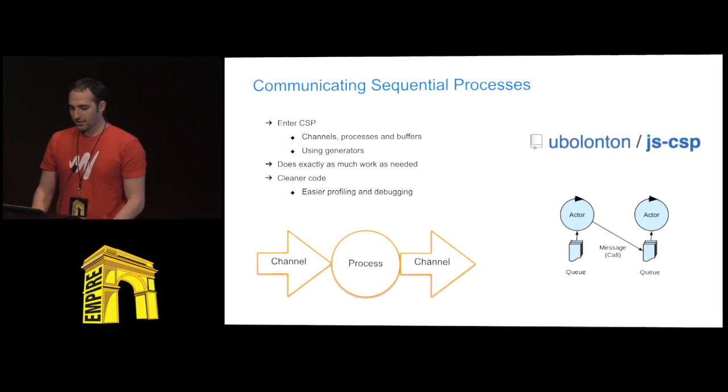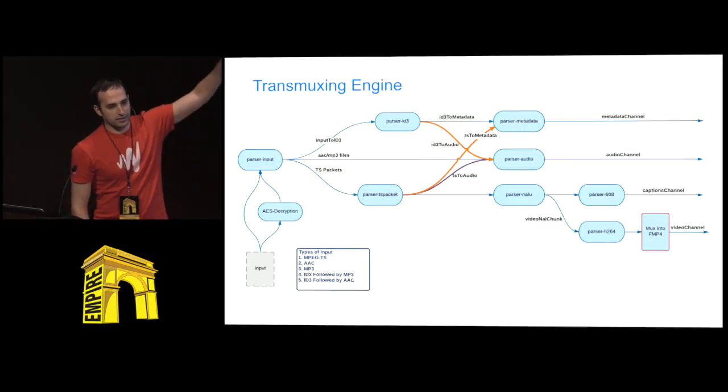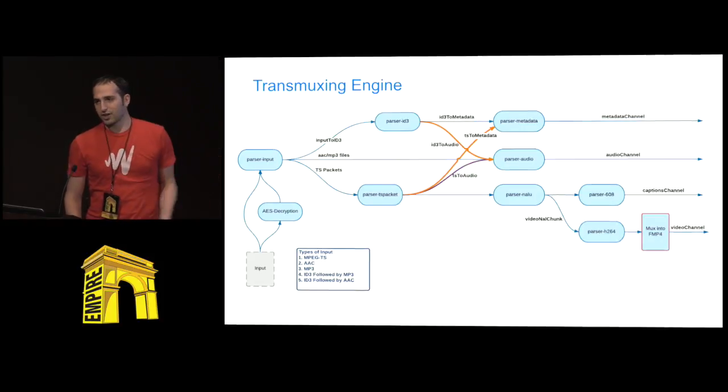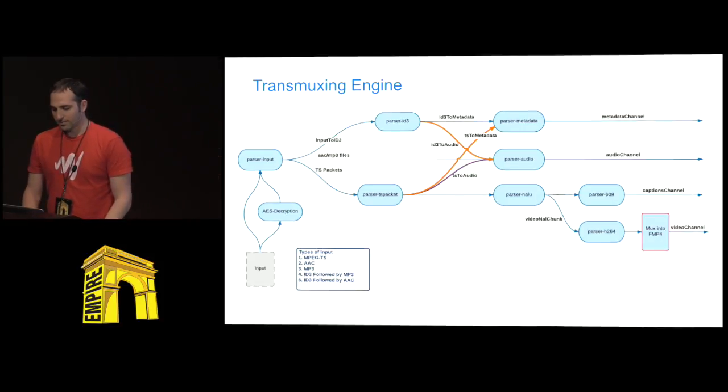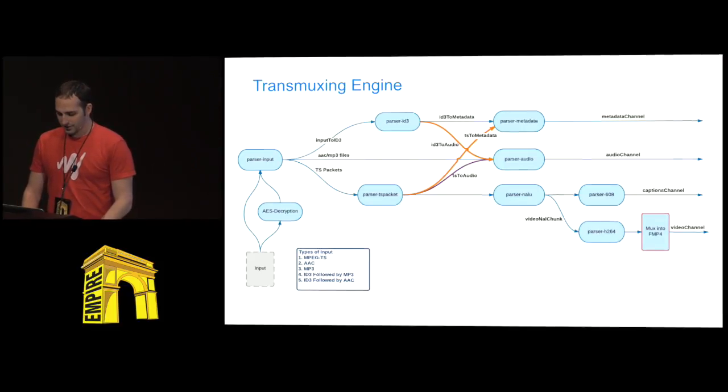This is a really natural way to think about transmuxing. Looking back at this, you can imagine any one of these is an independent process, and every arrow is a channel. So we just found a direct mapping between our little diagram and our code, which is pretty awesome. Let's keep going.